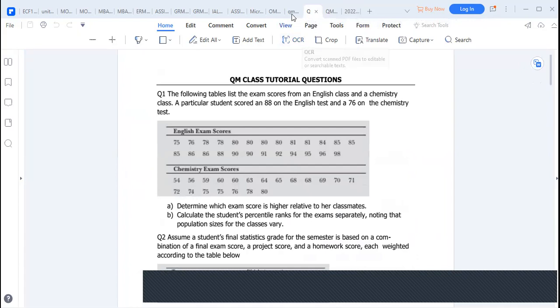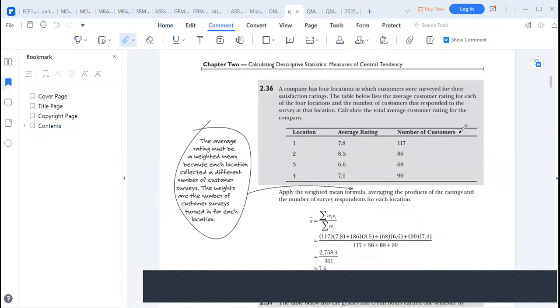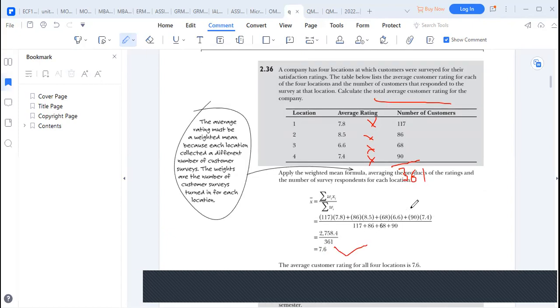All right. So we have 4 locations, and these locations have an average rating as follows, and the number of customers as follows. We're asked to calculate the total average for the company. So you just simply multiply this times that, this times that, and you total up the numbers here. These total numbers come to 361. So multiply this by that, plus that, you divide by 361. The average is 7.6. So don't total the average ratings, total the number. That is what you divide in.